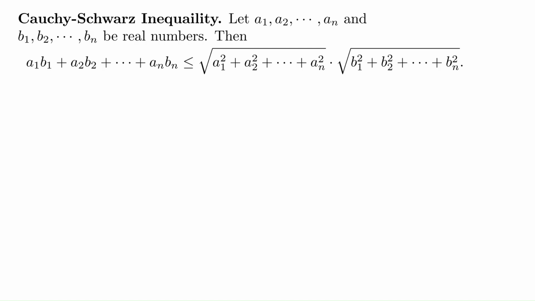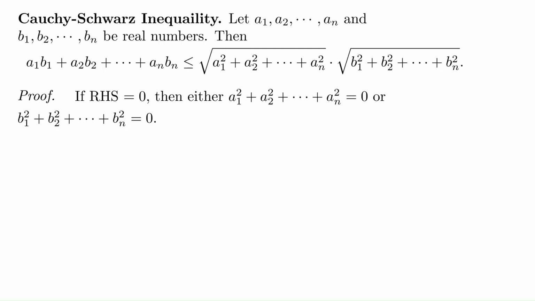Let a1, a2 to an and b1, b2 to bn be real numbers. Then a1 times b1 plus a2 times b2 plus up to an times bn is less than or equal to the root of a1 squared plus a2 squared plus up to an squared, times the root of b1 squared plus b2 squared plus up to bn squared.